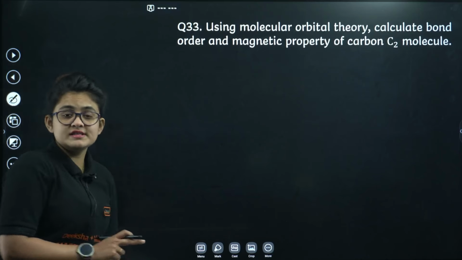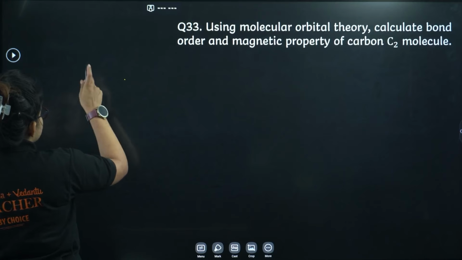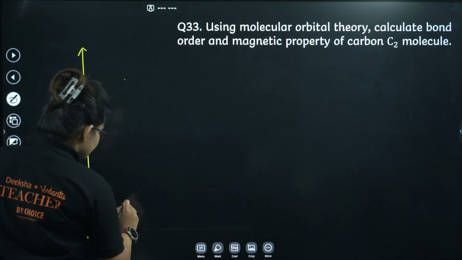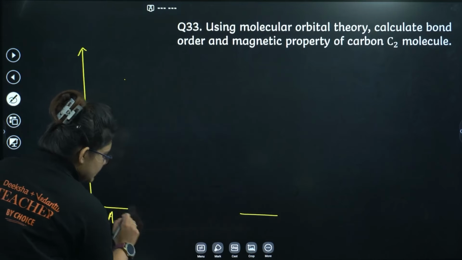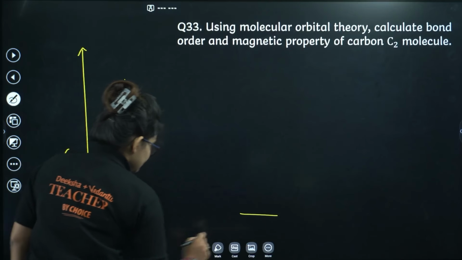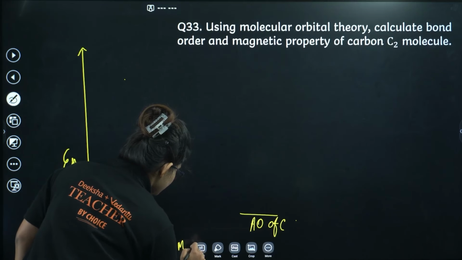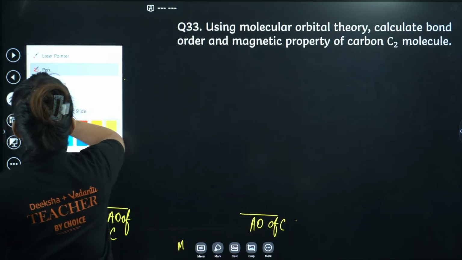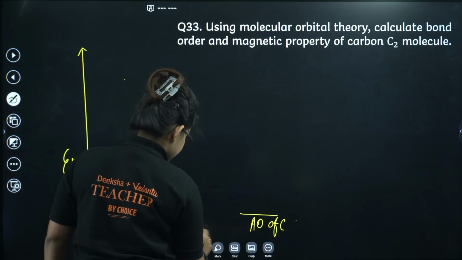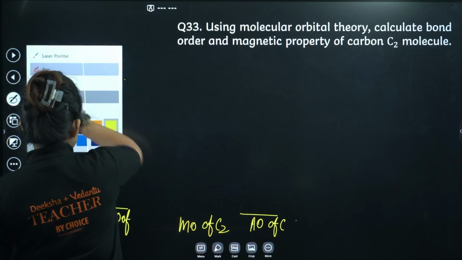Let me just draw this MOT for you. Just follow me. First I will draw this energy axis. Here one carbon, here one carbon. Let this be the atomic orbital of one carbon, and this is the atomic orbital of another carbon. Here in the middle we will draw the MO of C2. Let me draw these lines a little bit up.